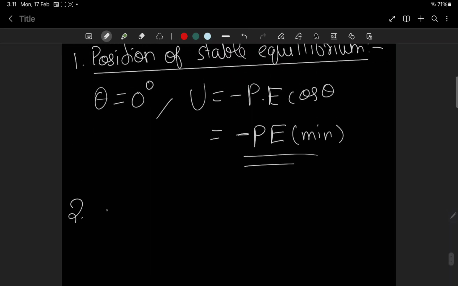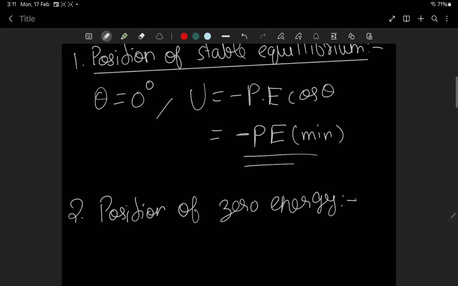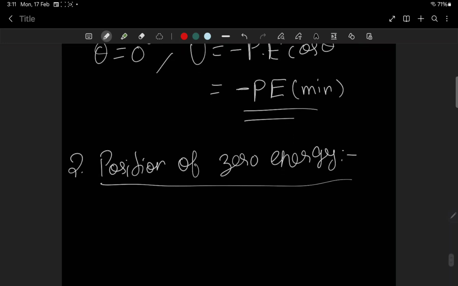Now the second, position of zero energy, that is the energyless position. Give theta equal to 90 degree. What do you get? You get U equal to 0. So at theta equal to 90 degree, we get the position of zero energy.